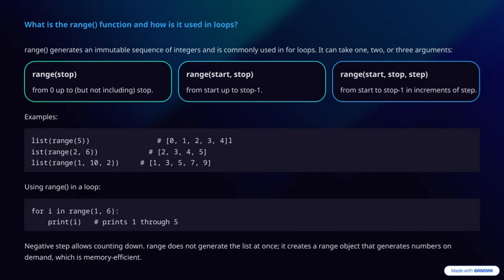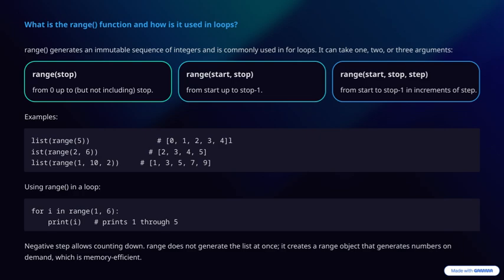Negative step allows counting down, which can be useful in certain situations. The range function does not generate the entire list at once. Instead, it creates a range object that generates numbers on demand. This makes it very memory efficient, especially when working with large ranges. For example, in a loop like for i in range(1, 6), it will print numbers from 1 through 5. When we use range in a loop, it helps us iterate over a sequence of numbers easily.